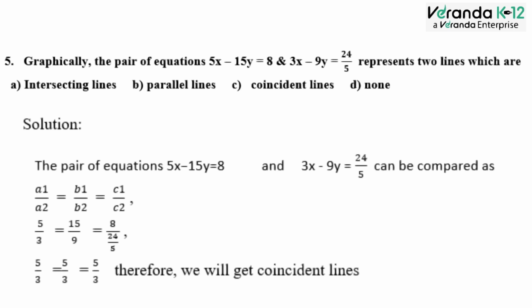Further, when we simplify this, we get 5 by 3 is equal to 5 by 3 is equal to 5 by 3. Therefore, we will get coincident lines in the graph sheet. Therefore, the correct answer is C, coincident lines.